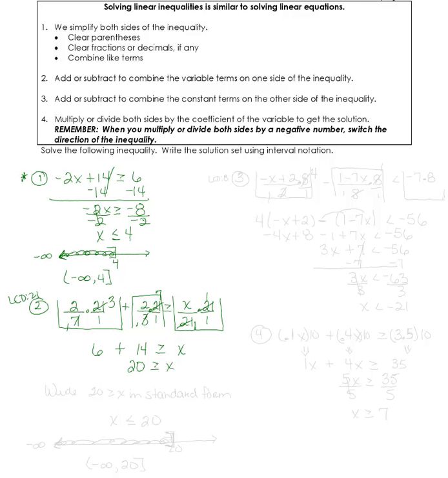It's okay if your answer is 20 is greater than or equal to x, but be mindful of how you're going to graph it. Let's go ahead and write 20 greater than or equal to x in standard form. And in standard form, it's what? x is less than or equal to 20. That's why I'm saying write in standard form. If it's written opposite of what we're used to, you're going to have to switch.